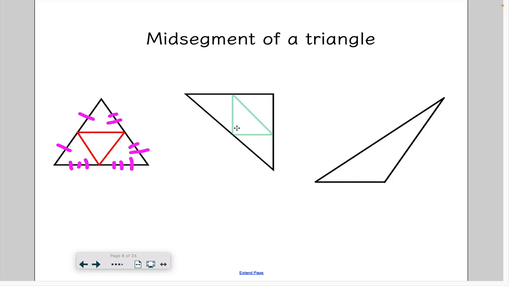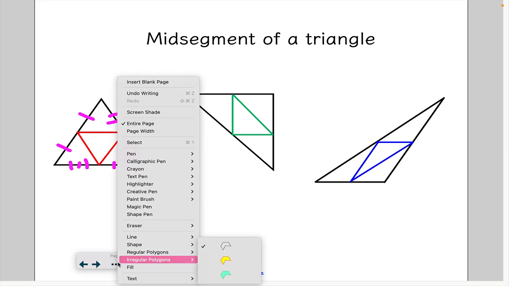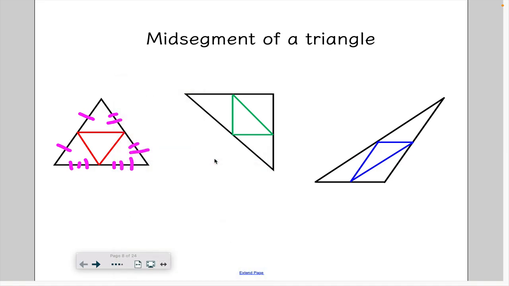Bada bing. Bada boom. Okay, so here's where you should have ended up. How does it look? Good? Not good? Remember, it's got to go from one midpoint to the midpoint on the other side. There's limited options, okay? Do you notice any kind of relationship at all?